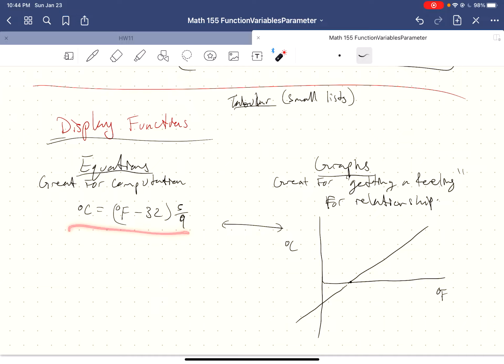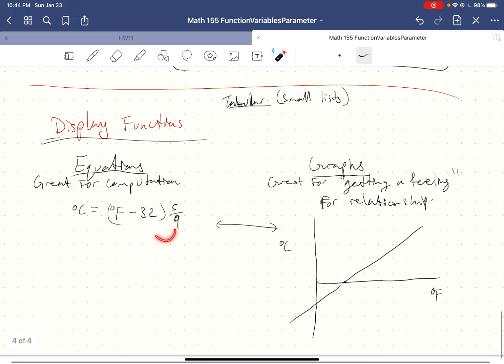At this level, maybe you can quickly glance at it and get that same feeling, and if so, it's probably just because this is really just a line. This is mx plus b, and my slope is 5/9 after I distribute, and my y-intercept is whatever 5/9 times 32 is.